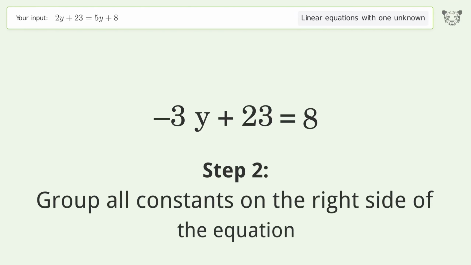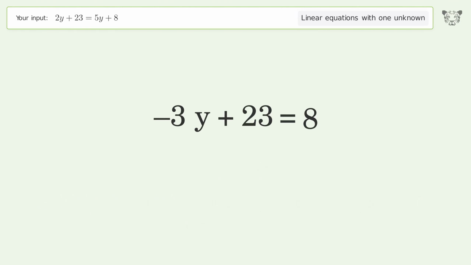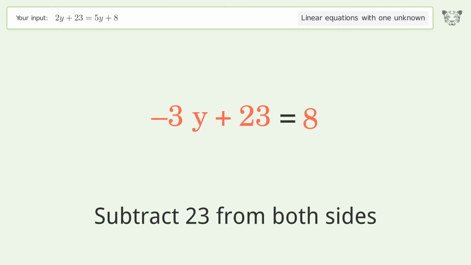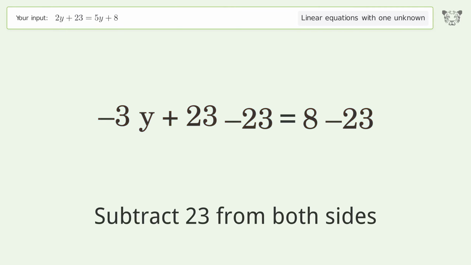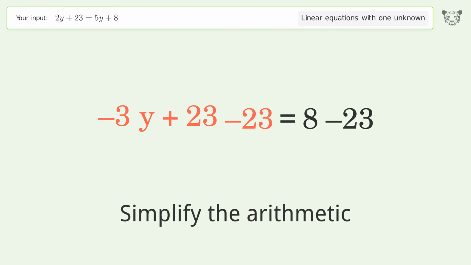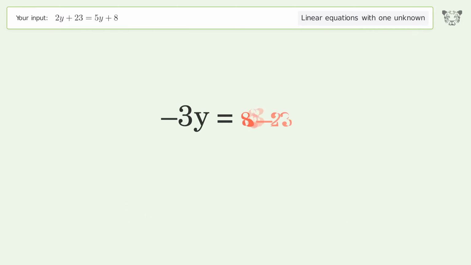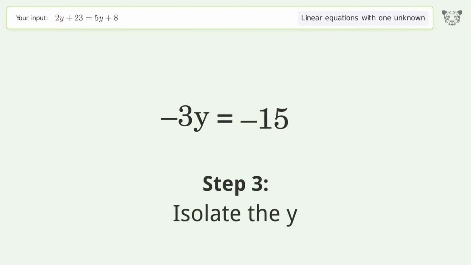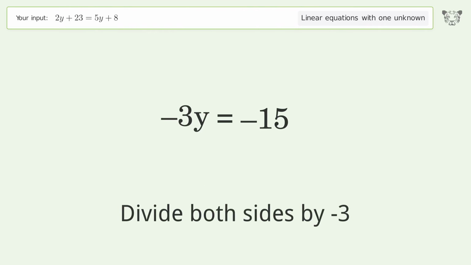Group all constants on the right side of the equation. Subtract 23 from both sides. Simplify the arithmetic. Isolate the y. Divide both sides by -3.